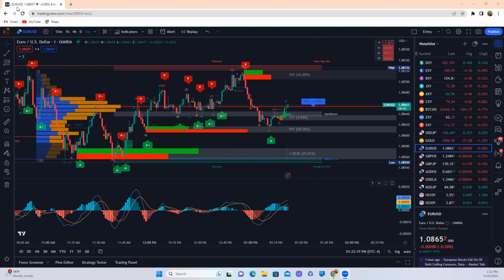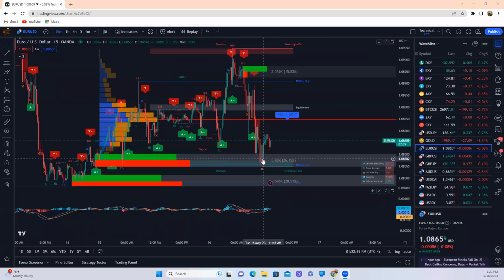So like we said, that doesn't take away from what we're analyzing here, because going back to the 15-minute, we see that we're looking for the setup for price to be bullish anyway on the 15-minute, because it's coming from this discount area here.